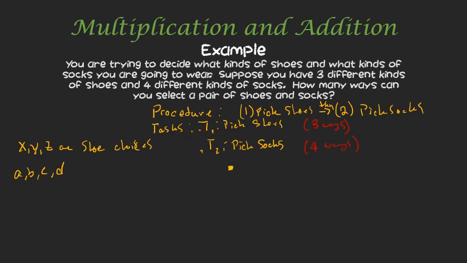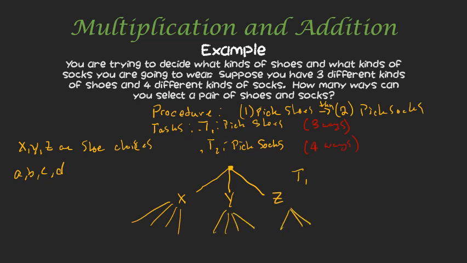And so doing this procedure means first picking the shoes. So the outcome, here I'm going to list the outcome of the first task. We could have picked X, Y, or Z. And so that's task 1 is picking this, and this is that outcome. Either X, Y, or Z must have happened. And then off of each one of those, I'm going to pick the socks. So this is really just a rather nice way to diagram all the different solutions to this.